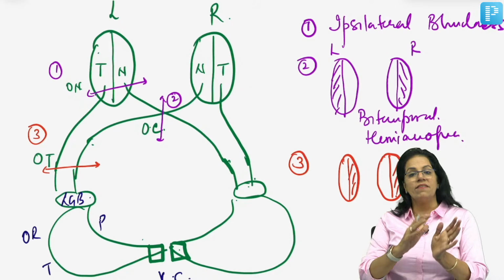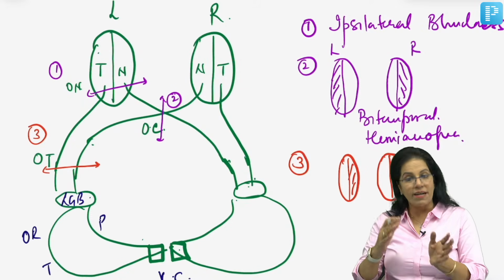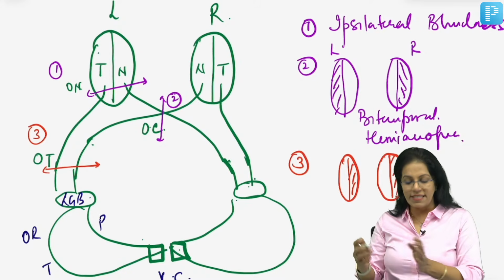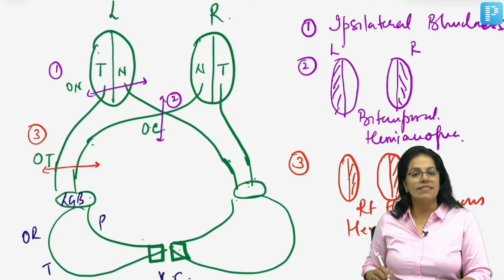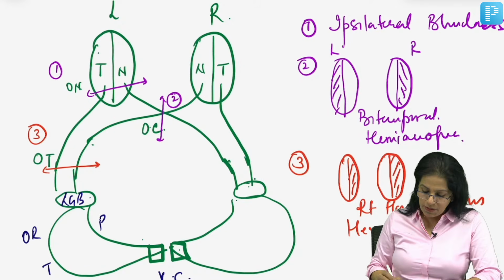So, when there is a left sided lesion, this shaded part is the defect and it is all on the right side. So, if there is a left sided lesion, you will get a right homonymous hemianopia, right. So, left sided lesion means right homonymous hemianopia. Okay? Okay, we come to the next.